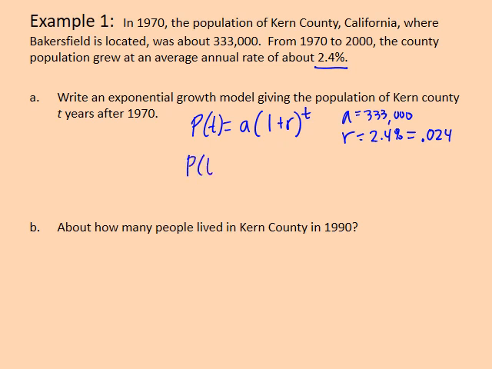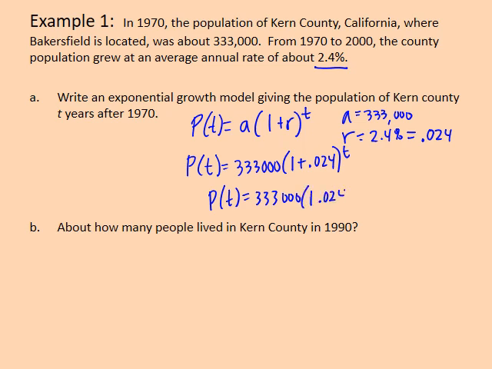We're going to plug all these into the equation. So P of t equals 333,000 times (1 plus 0.024) to the t. When you simplify and add, you end up with P of t equals 333,000 times 1 and 24 thousandths, all to the t power.